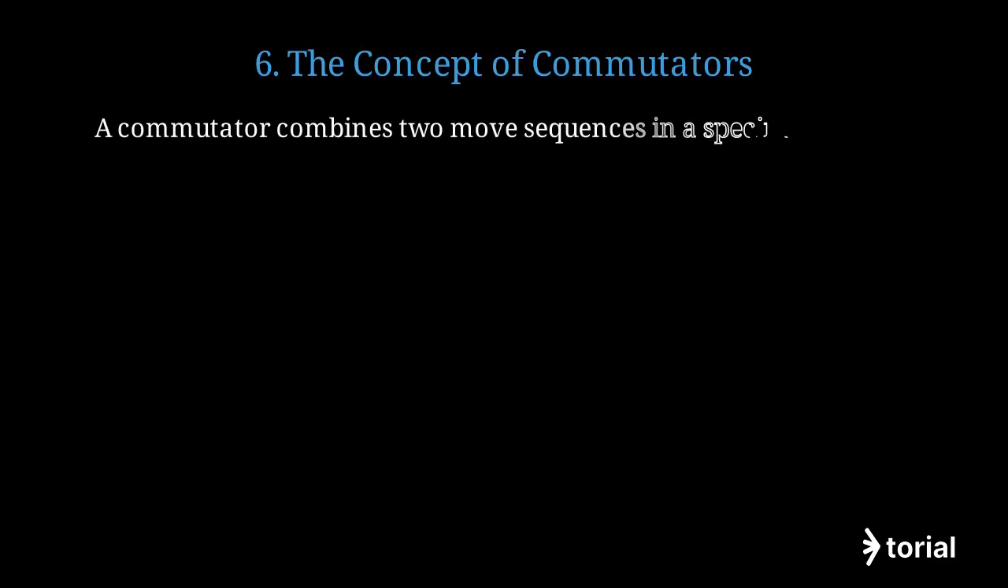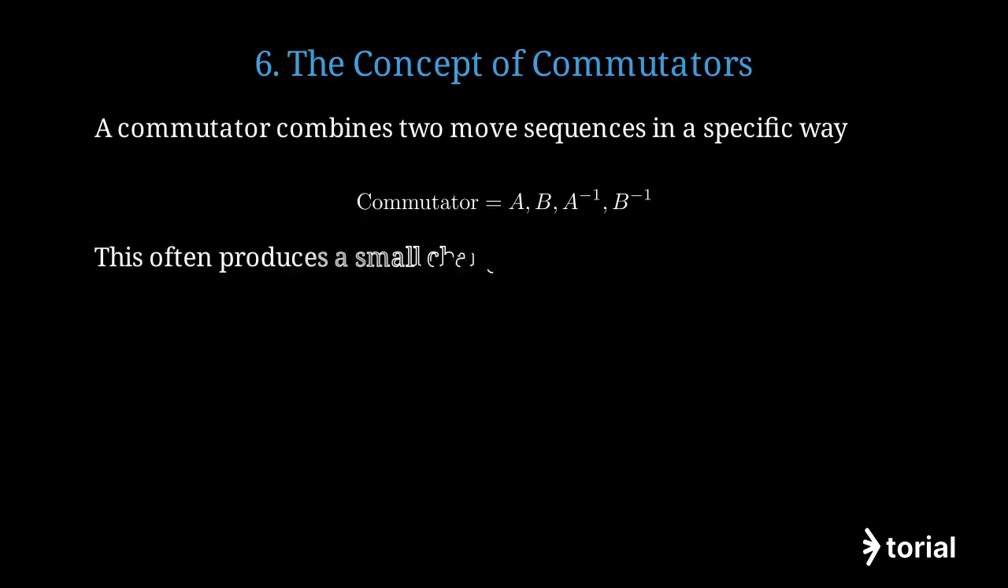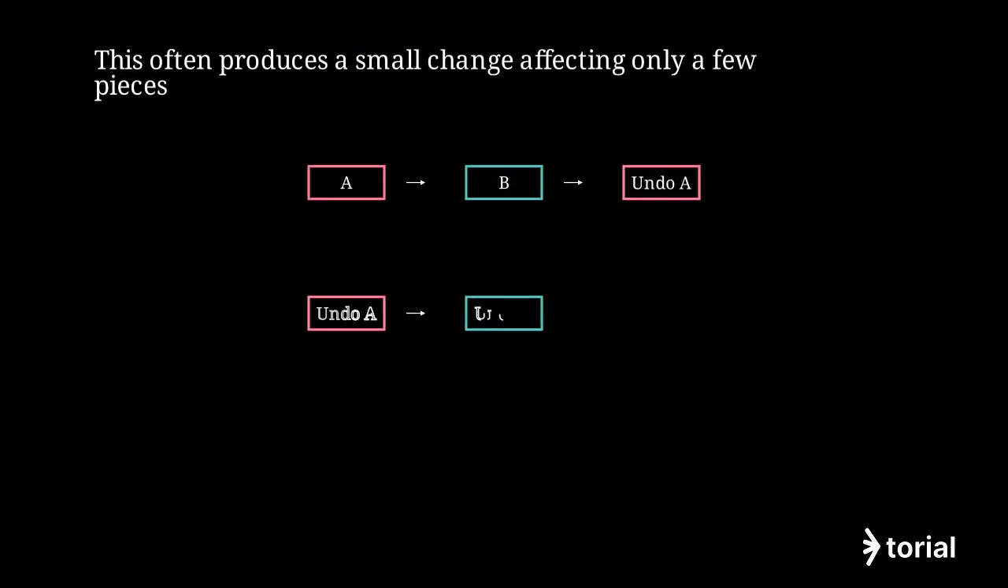There's a powerful mathematical concept that can help you create new sequences. A commutator is formed by doing sequence A, then sequence B, then undoing A, then undoing B. Mathematically, we write this as A, B, A inverse, B inverse. This technique often produces a sequence that makes a small, controlled change affecting only a few pieces. The commutator structure is a powerful tool for creating targeted sequences that affect specific pieces.